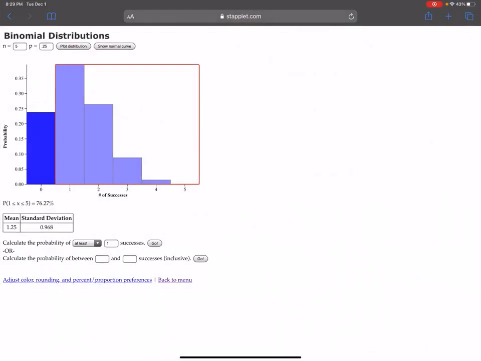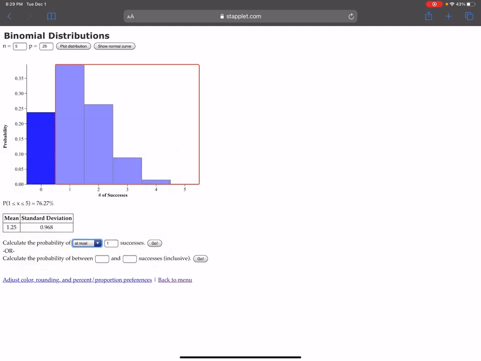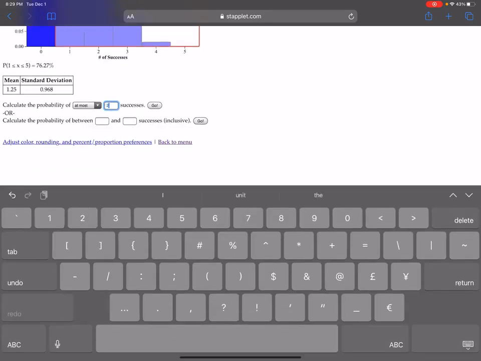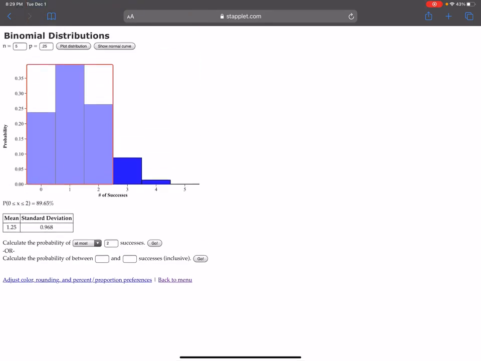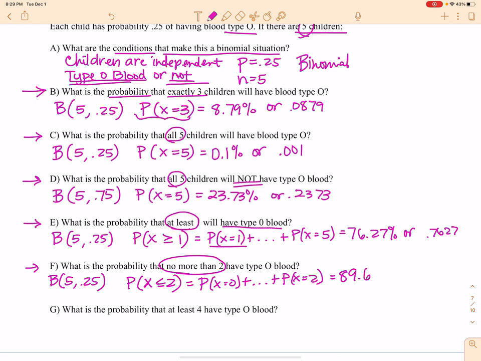Back to Stapplet we go. So now I'm going to use my pull down menu, and rather than choosing at least, I am going to say at most, because it can't be bigger than 2. So I'm going to change the number to 2, push go, and I get 89.65%, or 0.8965.